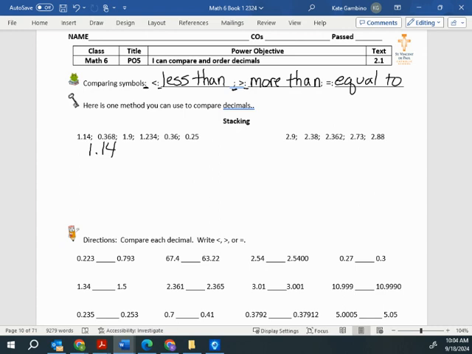So I start with that 1.14, then I have 0.368, 1.9, 1.234, 0.36, and 0.25. So now I read from left to right. So I start with that very first column, and I see which numbers are the smallest. I see that there are 3 zeros. Oof, they're all the same.